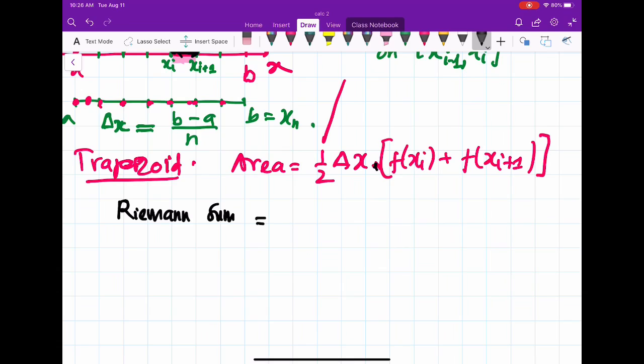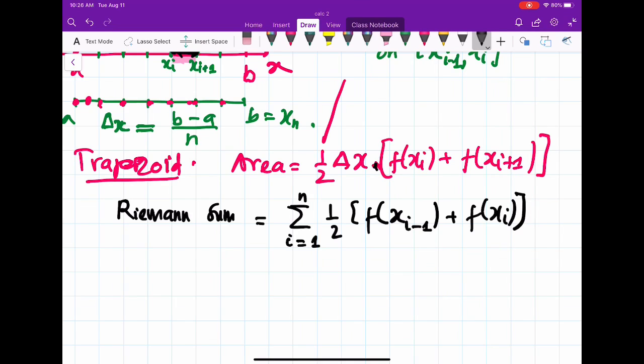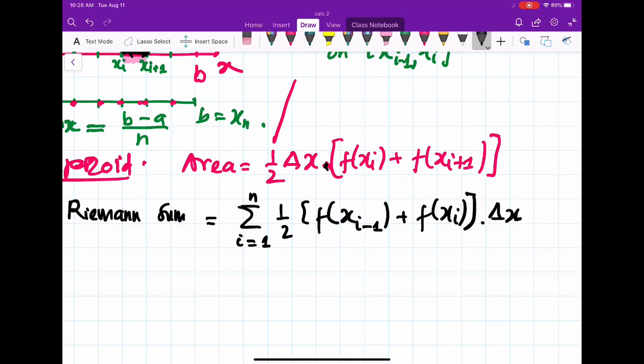That is just equal to the sum. Let's say i from 1 to n. In here I have 1 over 2. If I run i from 1 to n, I need to start from f of x(i minus 1), plus f of xi in here, times delta x. You see that? Because if i equals 1, I have x0, which is a, and when i equals n, I have xn, which is b.